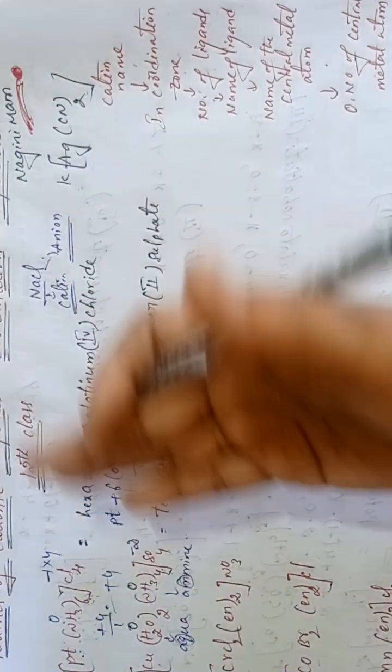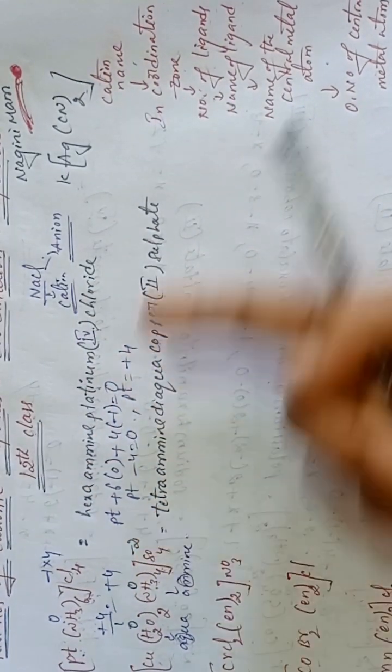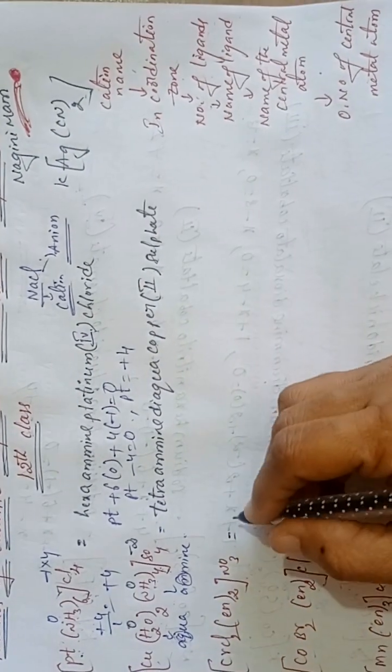If it is going to that side, equal to that side, then what will happen? It becomes positive. So +2. Now tell me this name. Tell me this name, students.